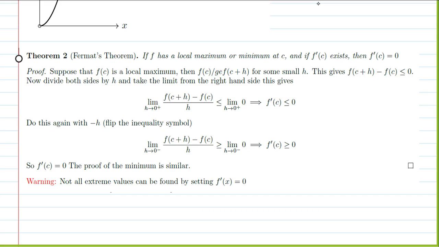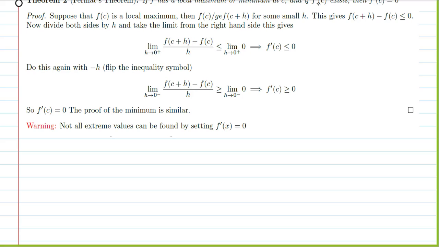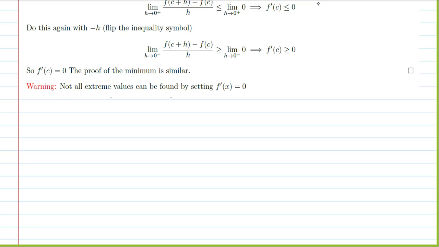So this basically confirms that not all extreme values can be found by setting f prime of x equal to 0. It's not to say that that's not going to be part of our tool set. In fact, it's going to be one of the main parts of things we're going to do, but just be aware that it is limited. It is not the only place where this can happen.